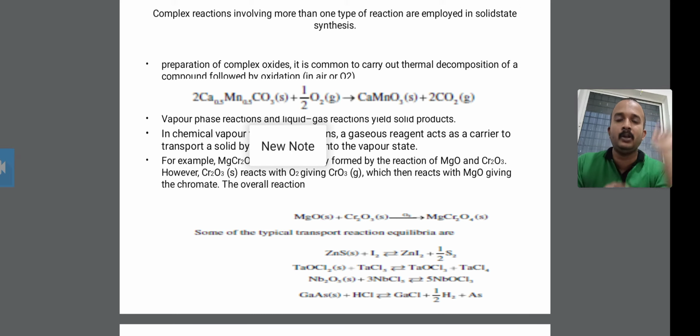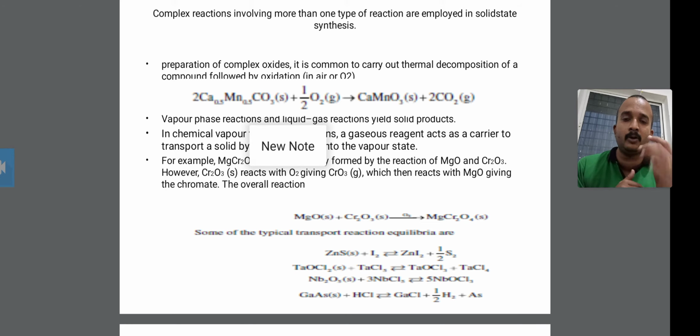Complex reactions, involving more than one reaction, are employed in solid state synthesis. Therefore you have to know about the complex in the bracket. This bracket shows that you have to know about the complex molecule, and the charge on this bracket shows the complex form. That shows the complex compound, and a complex reaction involves more than one type of reaction.